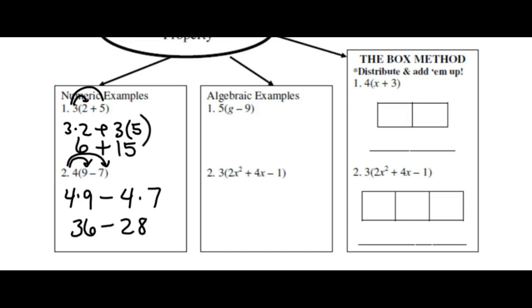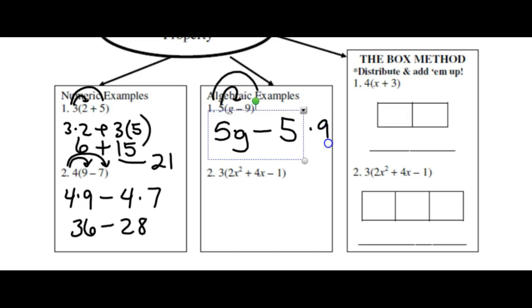Now algebraic, since we're in algebra, that's what we're going to want to be doing, is using distributive property algebraically. With numbers, we'd be able to take it another step and simplify, like here, we could simplify that and say that that is 21. But in algebraic, we can only do that if they're like terms. So distributing this 5, we get 5 times G minus 5 times 9, which would then be 5G minus 45.